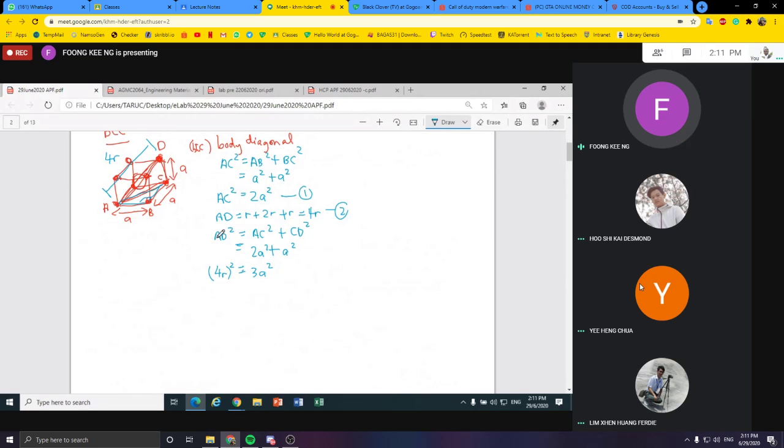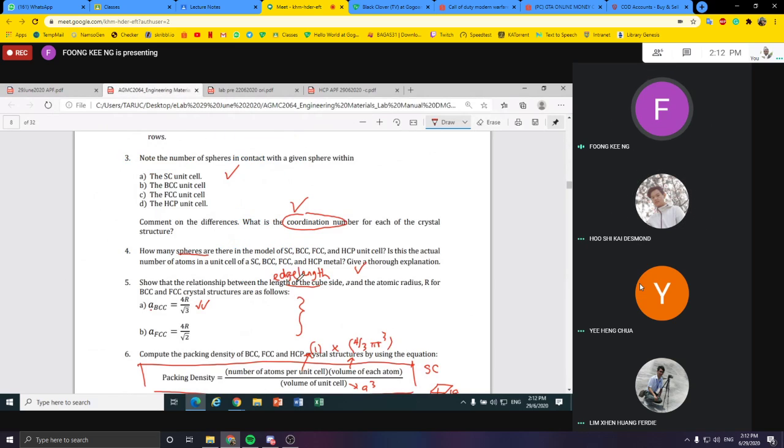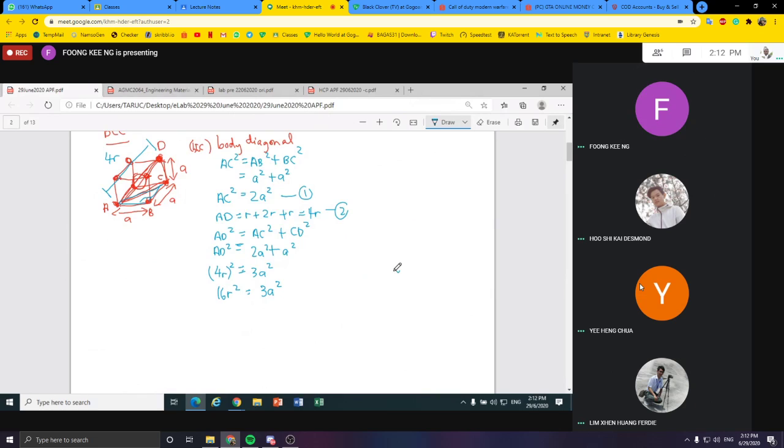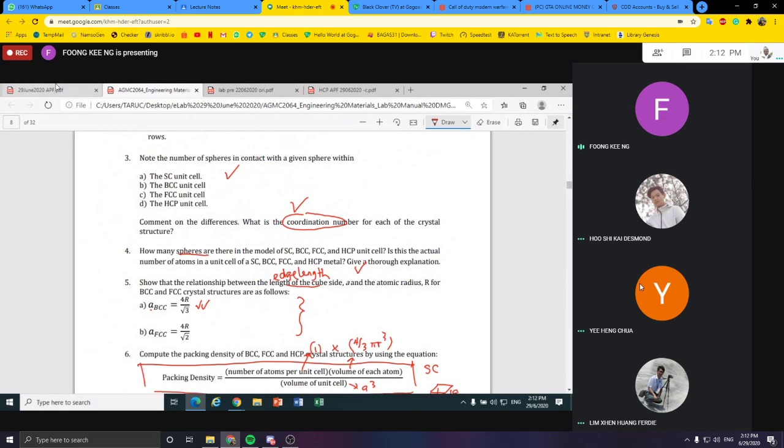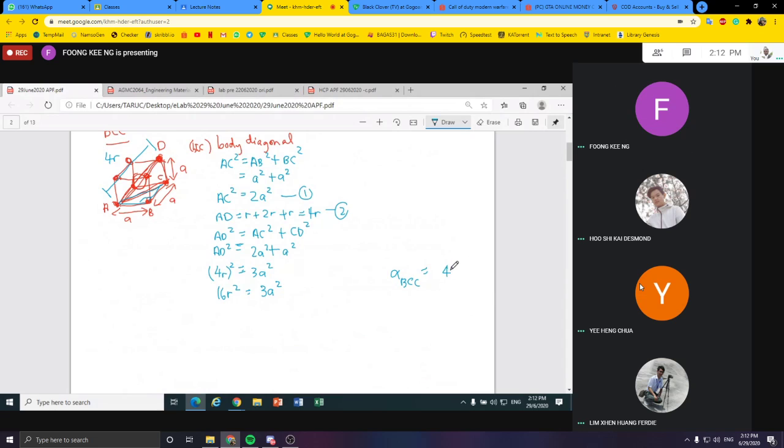Square, I forgot. Square, correct. Okay. So what do we have here? 16R square equals 3A square. Go back to your manual. They want to find the relationship between the edge length, or the length of the cube side A, to the atomic radius R. So prove this equation. Let's recap. I want to prove A, B, C equals 4R over square root 3.